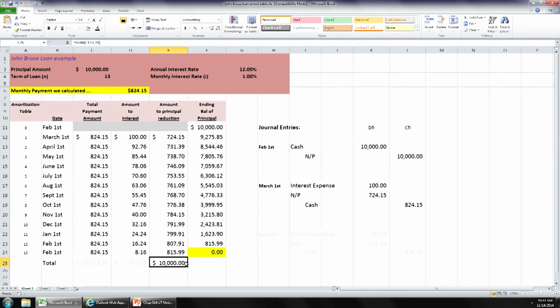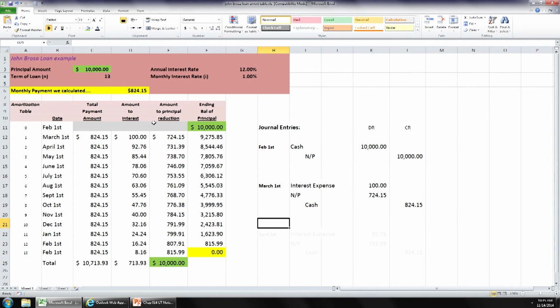Okay? It should equal 10,000, right? Because that's the amount up here. Does that make sense? So the total of that should be 10,000, okay? Now, if you total these columns up, you can see that 13 times 824.15 is 10,713.93. Thus, we paid total interest charges for that loan of $713.93. You with me?